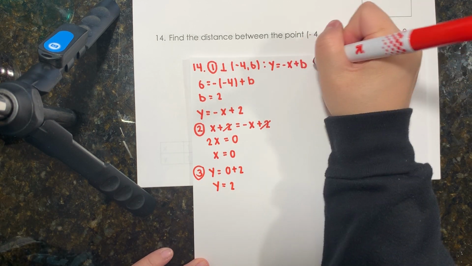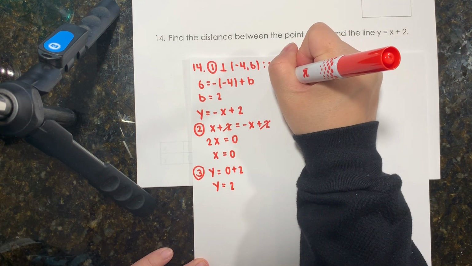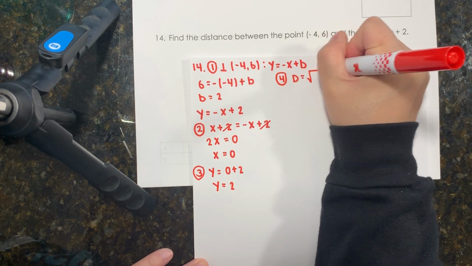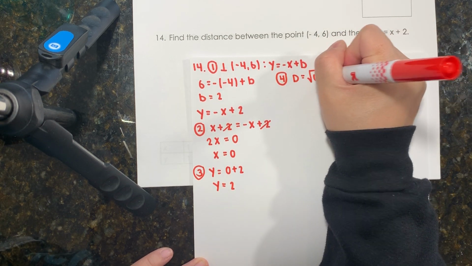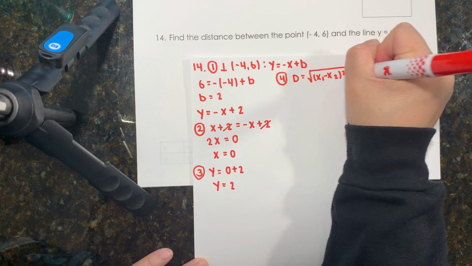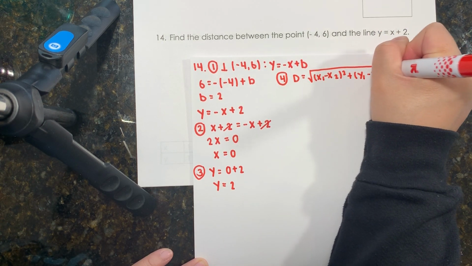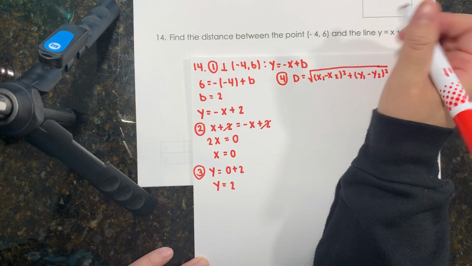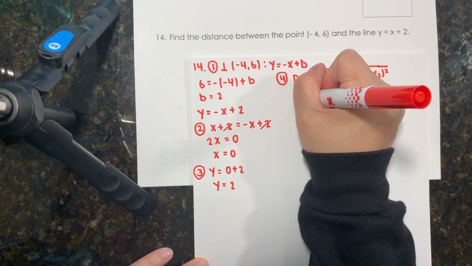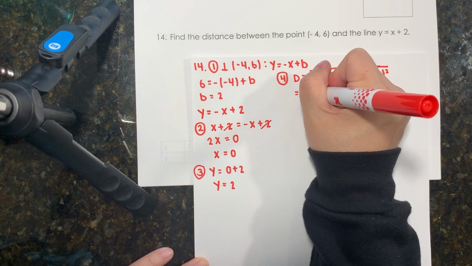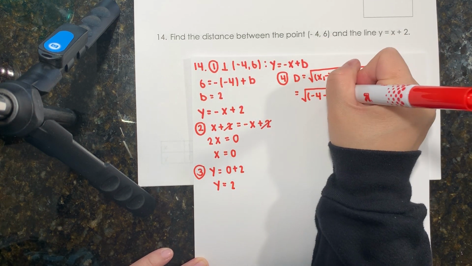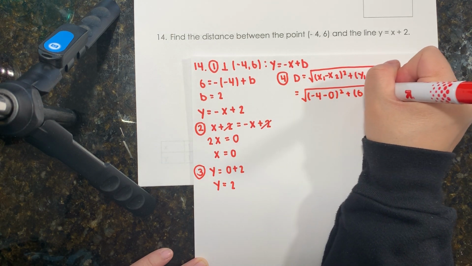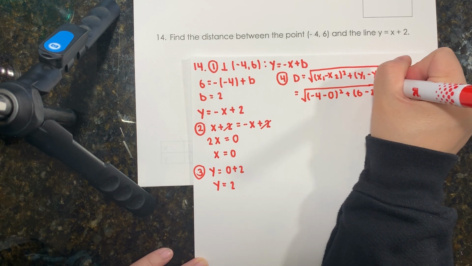And my last step is to use the distance formula, which is the square root of x1 minus x2 squared plus y1 minus y2 squared. So my x1 is going to be -4 minus x2, which is 0. My y1 is going to be 6 minus my y2, which is 2.